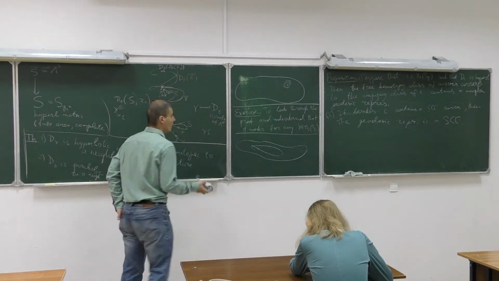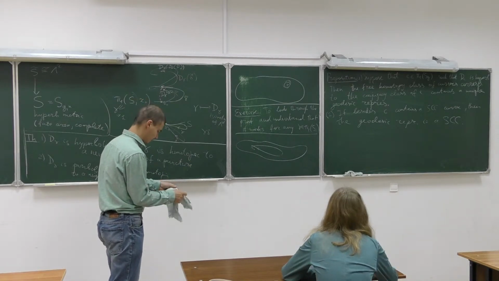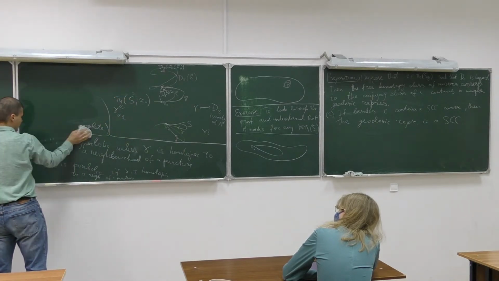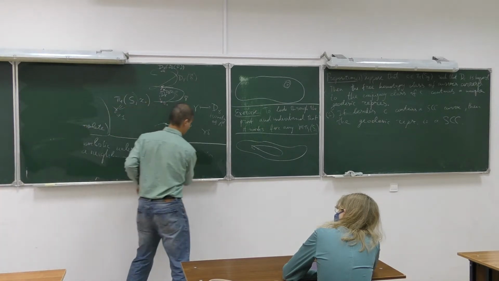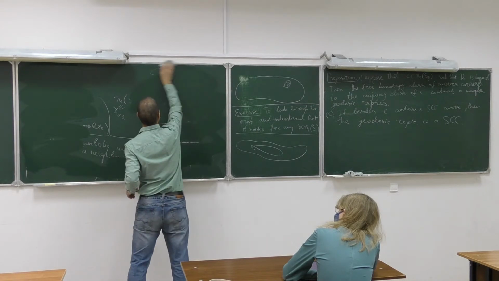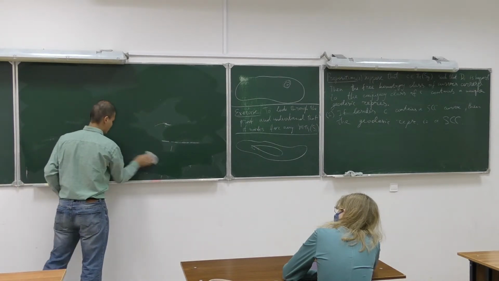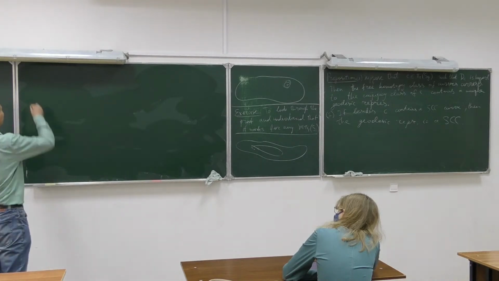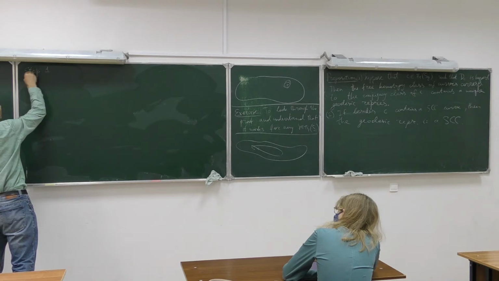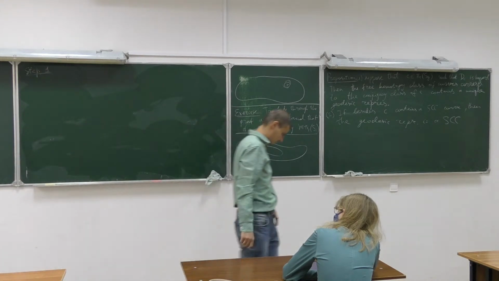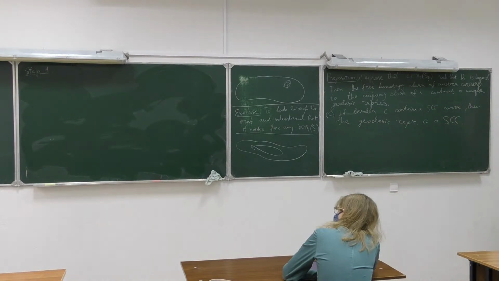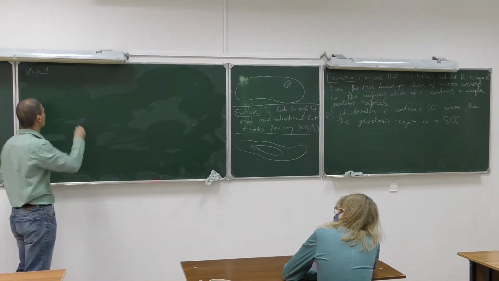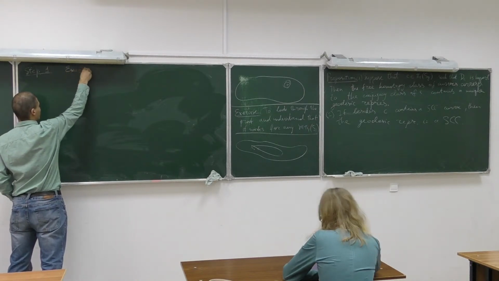Okay, so let us prove carefully this proposition. Some ideas were at the end of the previous lecture, but I prefer to have a precise proof. So, okay, step one. Let us prove existence of a geodesic representative.